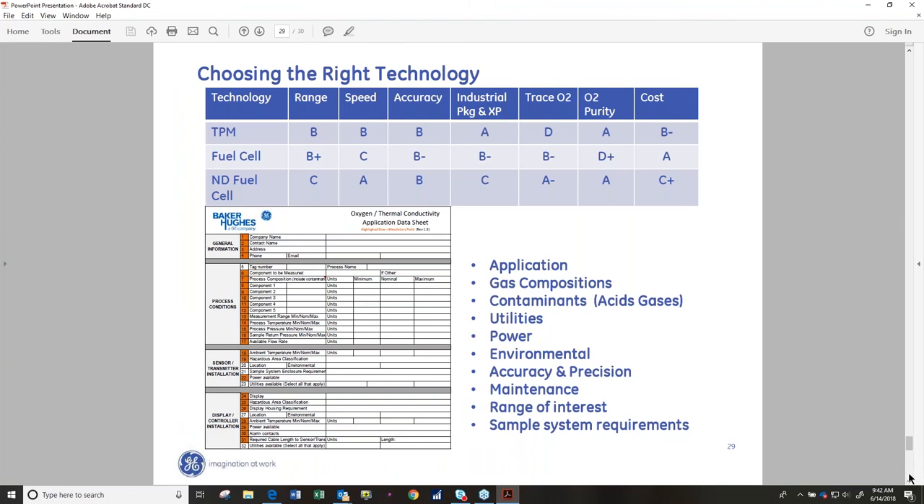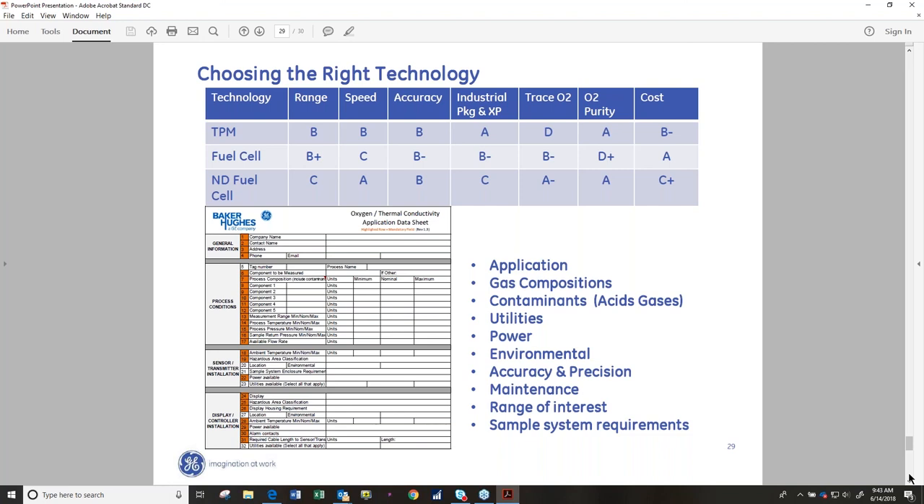So now we get to sort of choosing the right technology. And what we've done here is just kind of make a report card on the various criteria of range, speed, accuracy, packaging for industrial and explosion proof, whether we can get to trace levels or whether it's suitable for oxygen purity, and a relative idea of the cost. So as I mentioned with Hughes, there isn't one of the key ways we can help you in choosing the right technology is if you return to us an application data sheet. And it's just a convenient form for capturing the information.